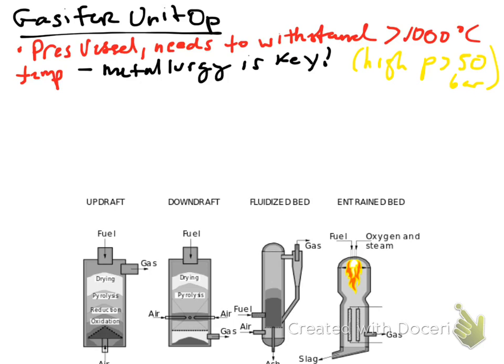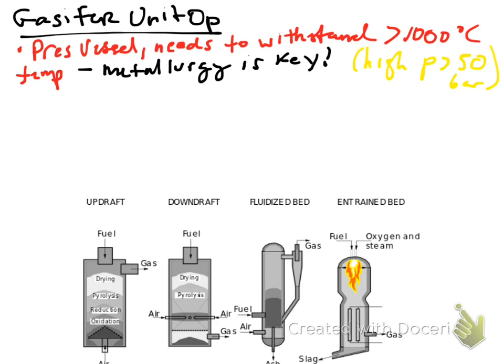It's a pressure vessel, so it needs to be designed to withstand not only pressures greater than usually 50 bar, depends on the type of gasifier, but in terms of temperature, it needs to withstand greater than 1,000 Celsius. Usually 700 is the low limit, but generally 1,000 to 1,200 is where the gasifier may be operating.